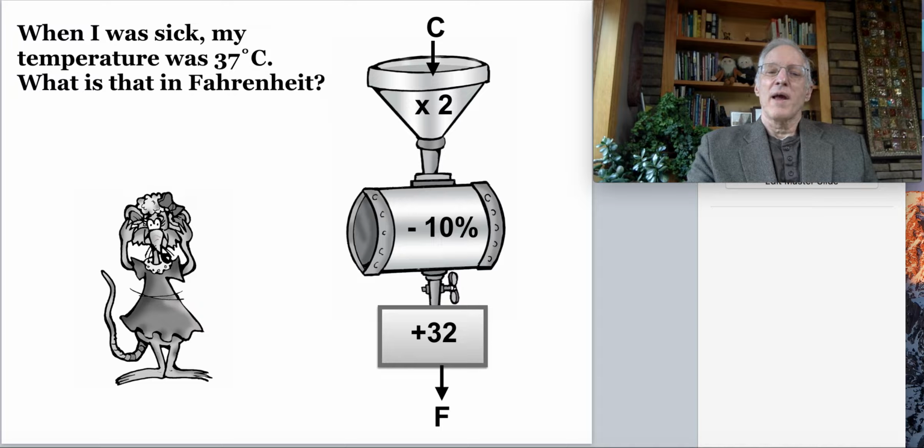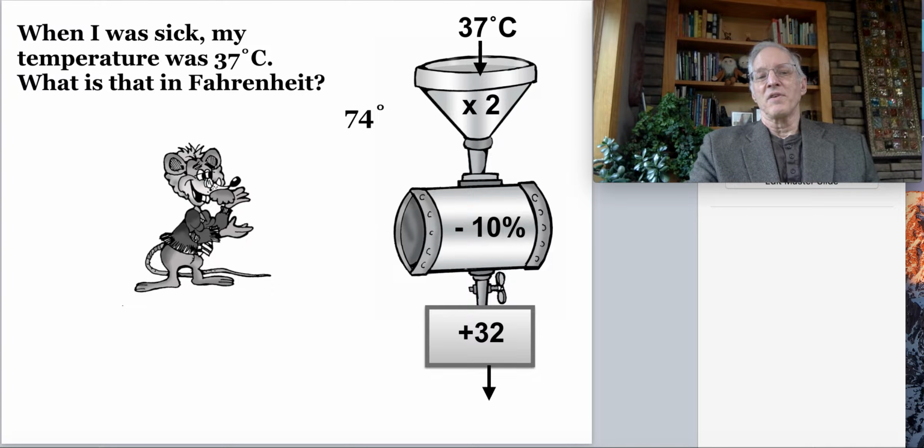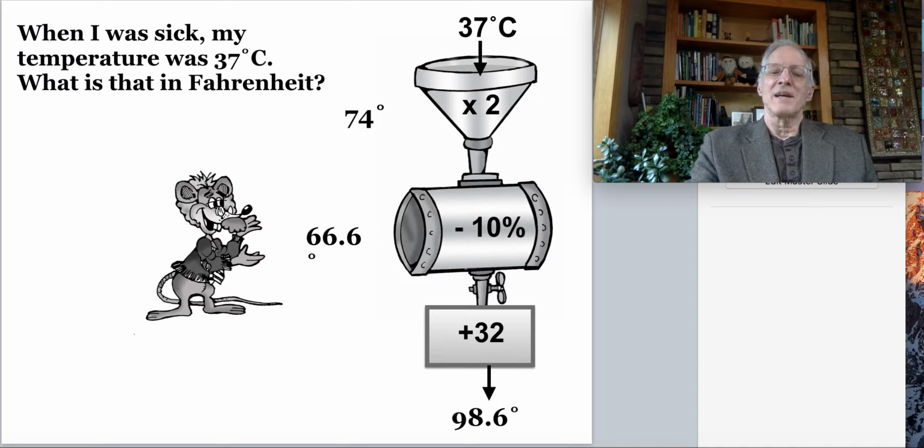Say you had a European thermometer and you were sick and it said you had a temperature of 37 degrees Celsius and you're not familiar with it, you want to change it to Fahrenheit. So let's put it into the Celsius to Fahrenheit function machine. So 37 times 2, of course, is 74. Now 10% of 74 is 7.4. You can round it if you want to 7. Or if it was 76, you could round to 8 and you'll get a very close answer. But let's be exact. So it's 7.4. I'm going to subtract 7.4, get 66.6, add 32, 98.6.